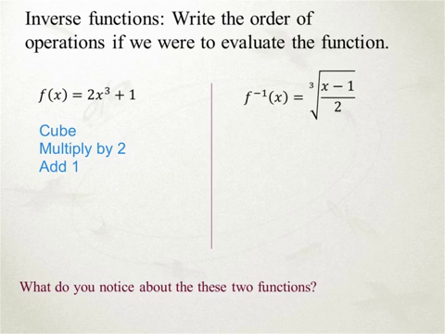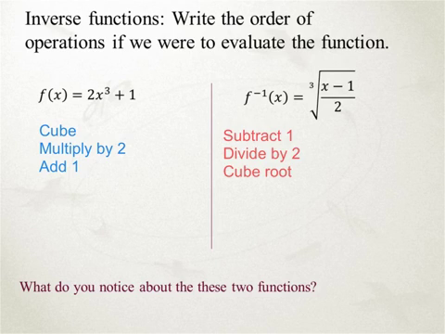You should have said that first you would cube, and then you would multiply by 2, and then you would add 1. Let's look at the inverse function. The inverse function, first we would subtract 1, and then we would divide by 2, and then we would take the cube root. Let's think about what do we notice about these two functions.